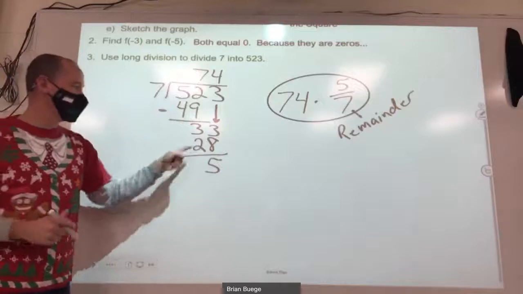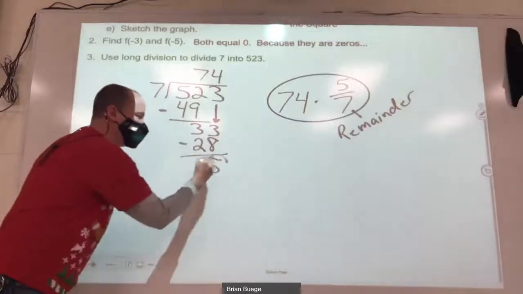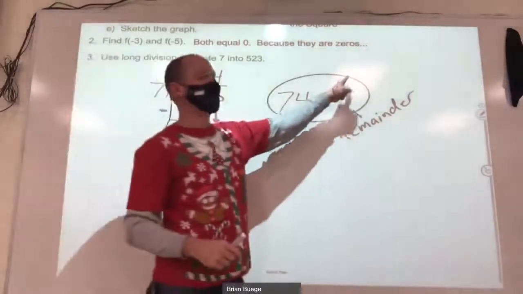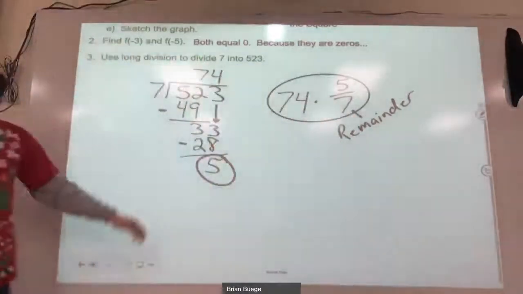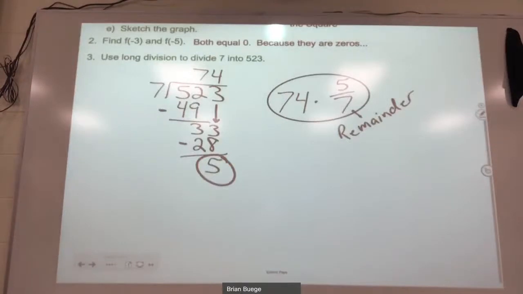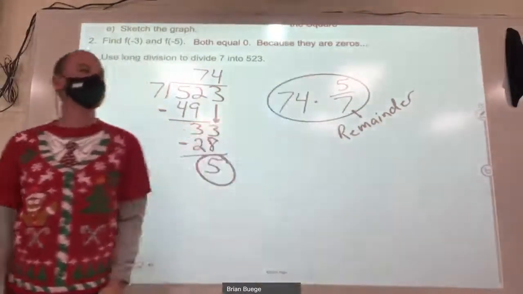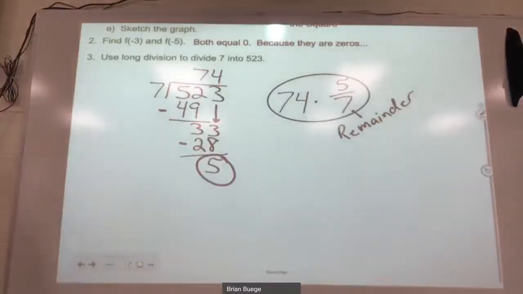4 times 7 is 28. Subtract. And right here is your remainder, which is 5. You always put your remainder back over what you're dividing by. So 523 divided by 7 is really 74 and 5/7. Okay, you get 74 and 5/7.